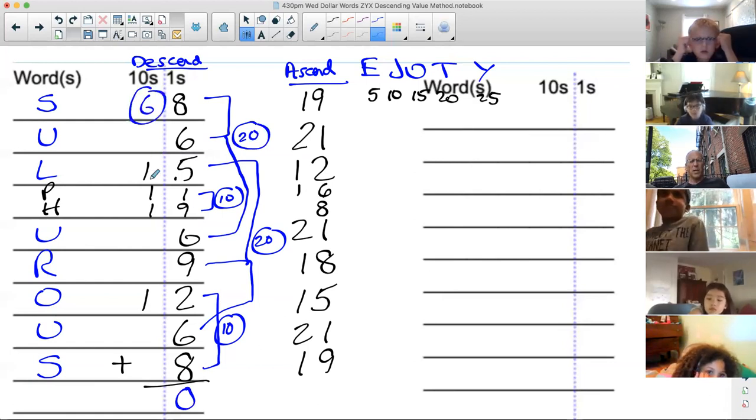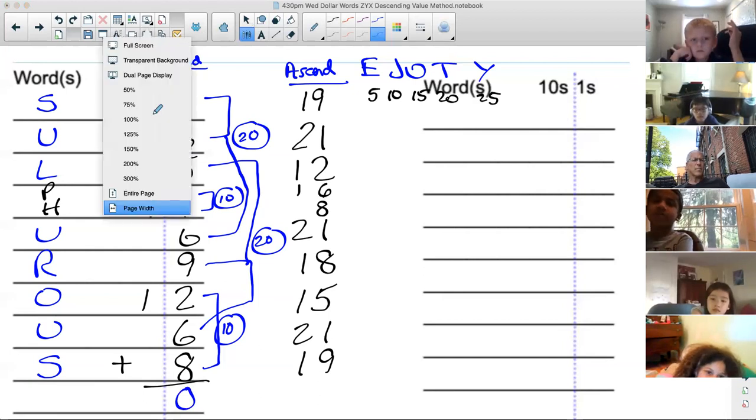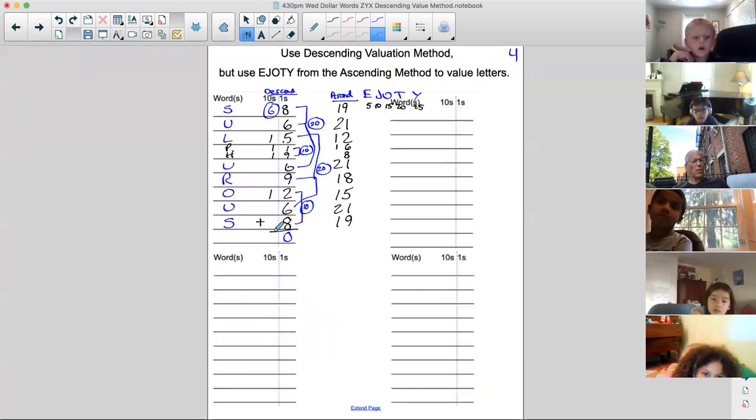And what is 6 plus 4 ones? 100. Well, no, 6 plus 4 ones equals 10. And 10 in the tens column and a 0 is 100.